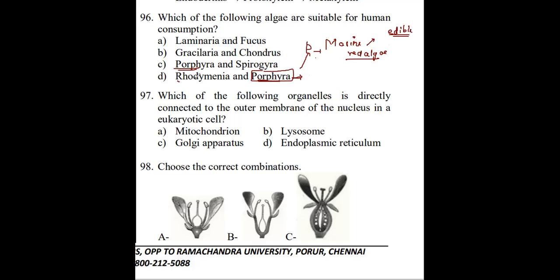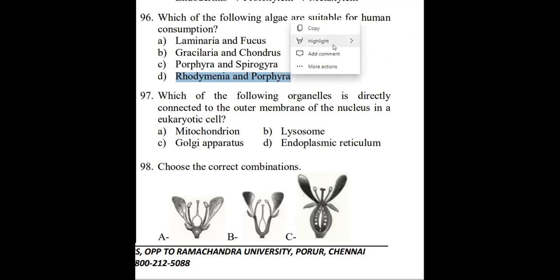What about this Rhodymenia? This Rhodymenia is also going to be a red algae, also a Rhodophyceae. It can be eaten raw or it can also be eaten after cooking. Whatever product you get from this Rhodymenia, these products are used for thickening foods, like to make ice creams and all those things, right? Yes. So Spirogyra is not at all edible, so we cannot choose option C. So the answer for this question is option D.